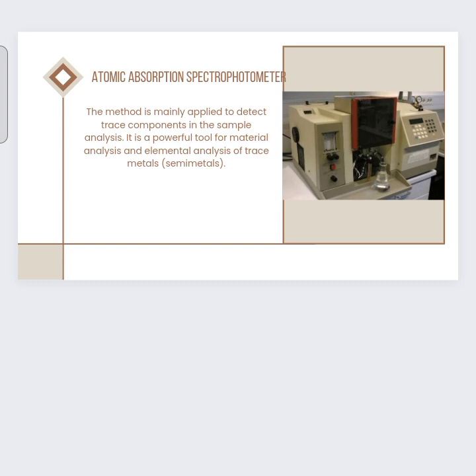Atomic absorption spectrophotometer. The method is mainly applied to detect trace components in sample analysis. It is a powerful tool for material analysis and elemental analysis of trace metals.